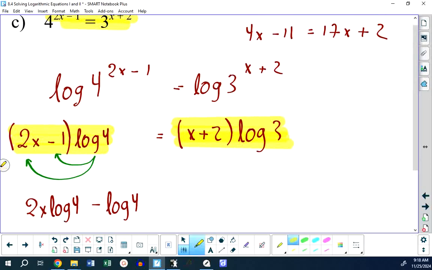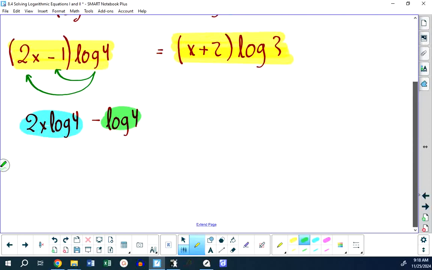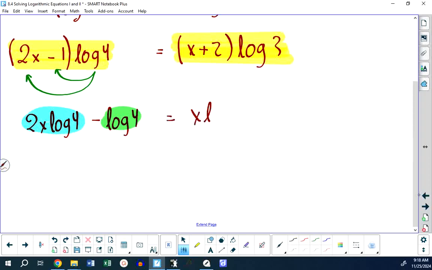And I mean, it's just an analogy. But if you look up here, this term is like this term. It's a number multiplied by x. Whereas this term is like this term. It's just a number. Log 4 is just a number. And we're going to do the same thing to the other side. So x log 3 plus 2 log 3.